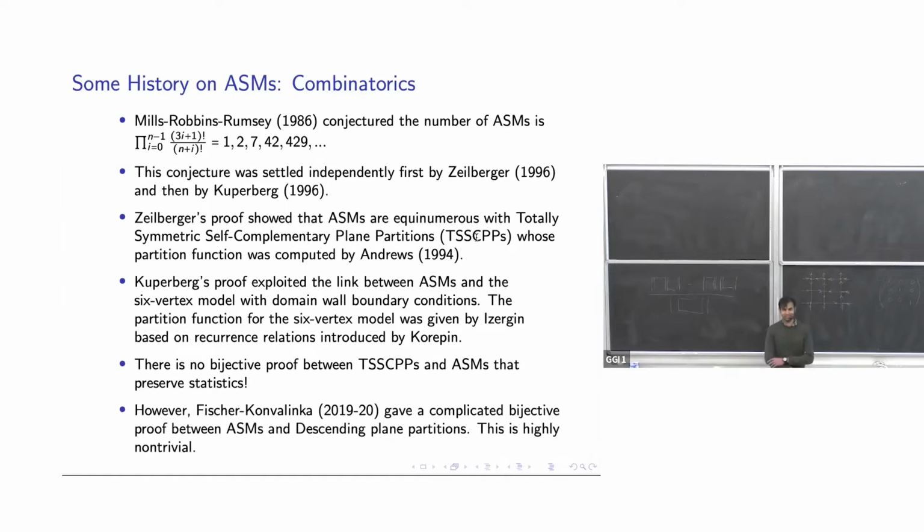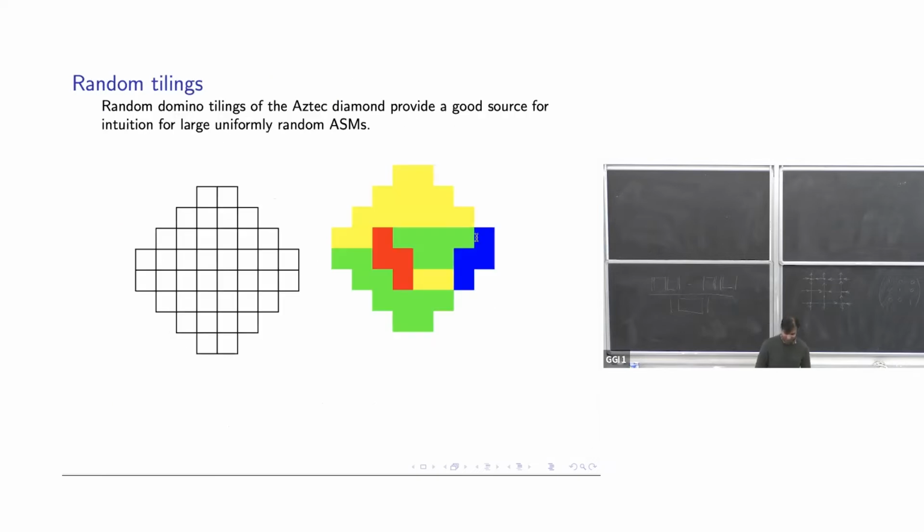But there is another model called descending plane partitions, and Fischer and Riegler gave a really, really complicated bijective proof between ASMs and descending plane partitions. It's not really clear that it's actually functional or useful, but it is some kind of mapping from one set of configurations to the other. I should mention that this last thing involves 2,000 lines of code. So I think it's pretty complicated.